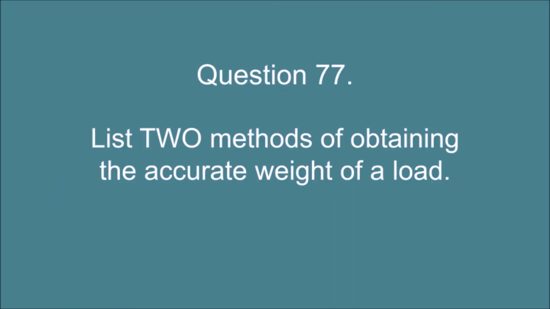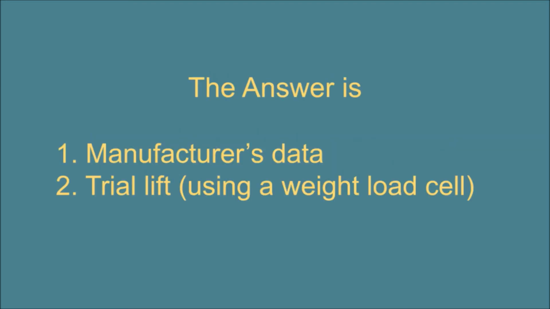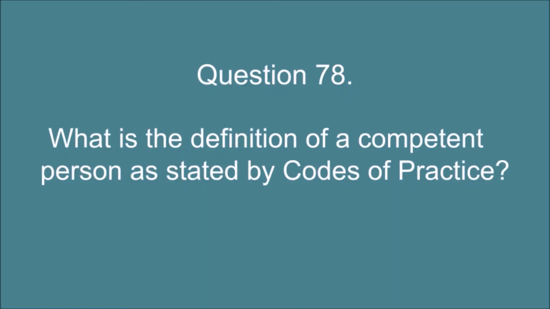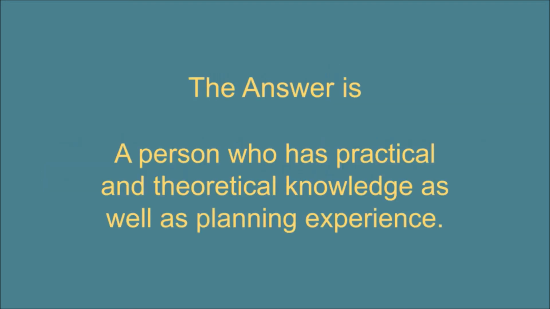Question 77. List 2 methods of obtaining the accurate weight of a load. The answer is: 1. Manufacturer's data. 2. Trial lift, using a weight load cell. Question 78. What is the definition of a competent person as stated by codes of practice? The answer is: a person who has practical and theoretical knowledge as well as planning experience.